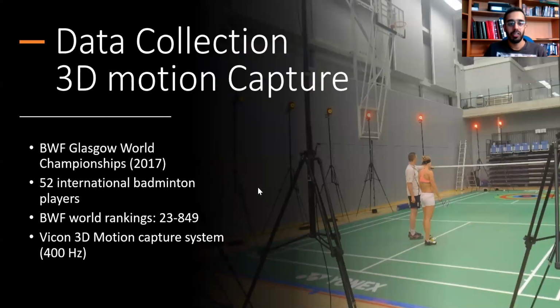In terms of data collection for our project, we were very lucky to be able to collect data at the Badminton World Federation Glasgow World Championships in 2017. There we collected data on 52 international badminton players, ranked from 23 to 849 in the world. We used a Vicon 3D motion capture system to be able to collect our data. The capture frequency for this was at 400 Hz. You can see situated around the badminton court, we've got 18 infrared cameras. Those are there to be able to capture performance of the player.